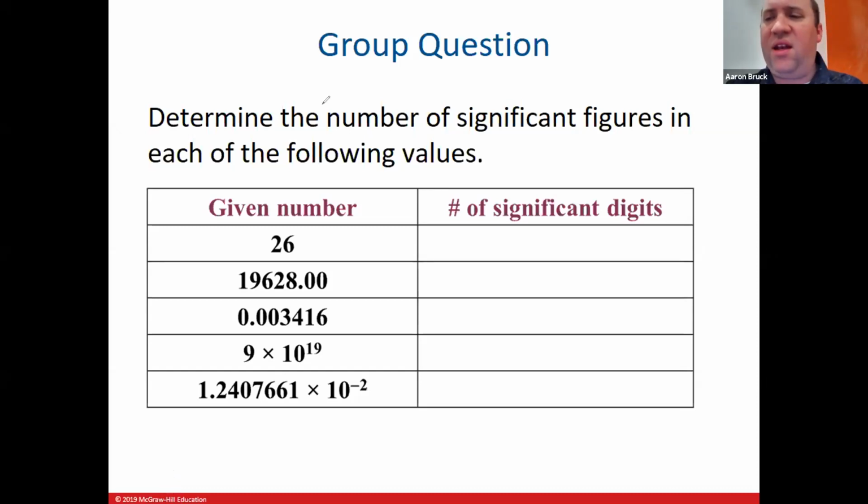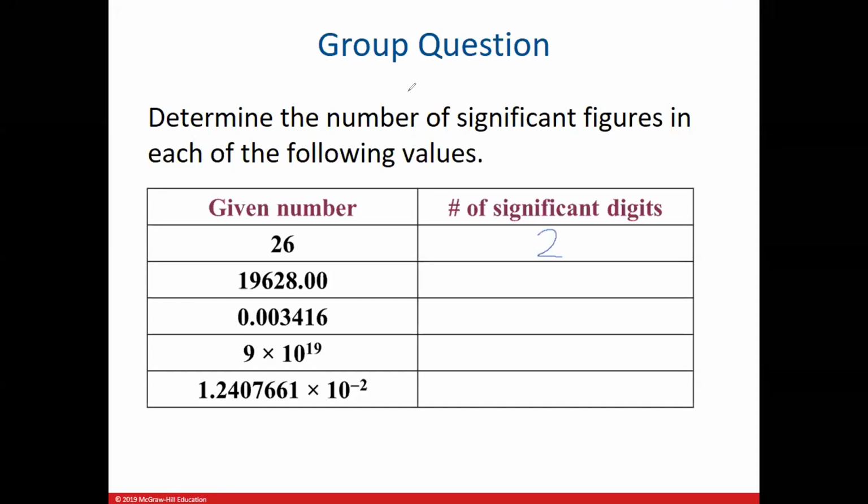So if I'm given the number 26, how many significant digits are in that number? Two. Yes, it's just 2. Remember, our rules for significant figures always are going to include non-zero digits. So if I have digits that are non-zero, I have to assume that they are significant based upon our rules.